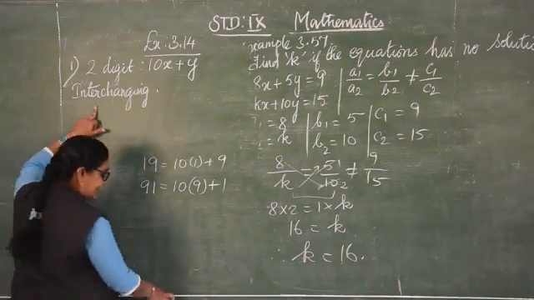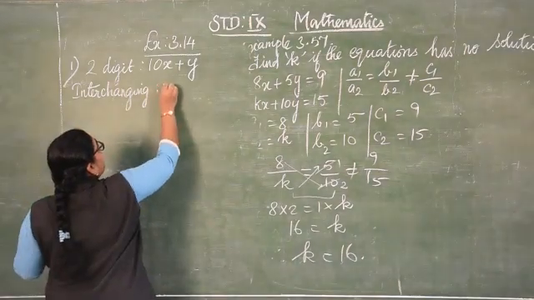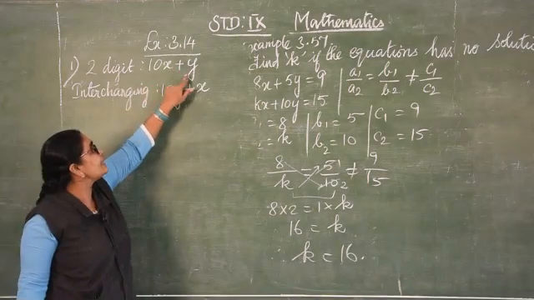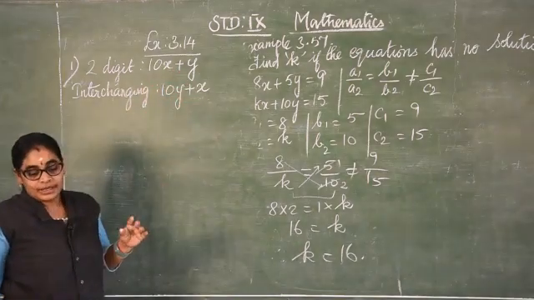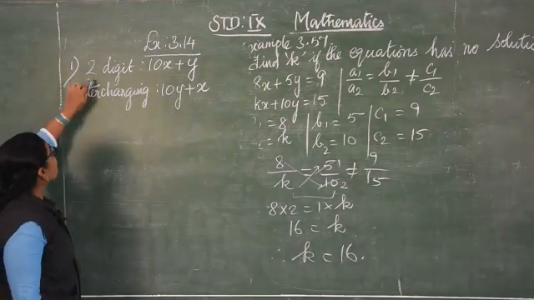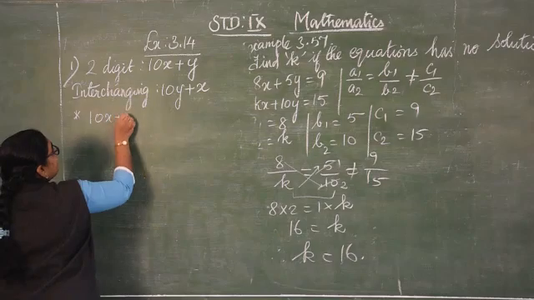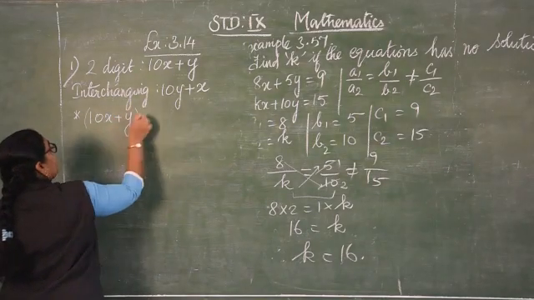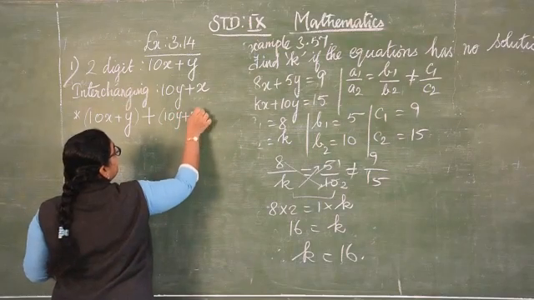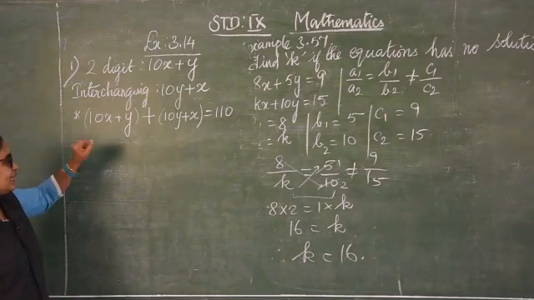See, only these two places have got interchanged. So by interchanging, how can we write the values now? It will become 10y plus x. So you can understand why I changed these two places alone. By interchanging the digits, the sum you get is 110. So the first condition is 10x plus y plus 10y plus x is equal to 110. This is your first equation.